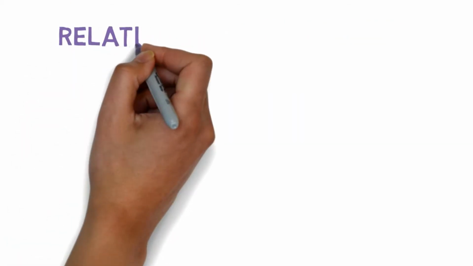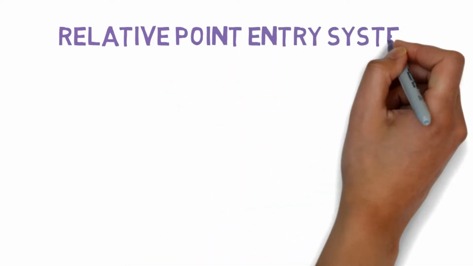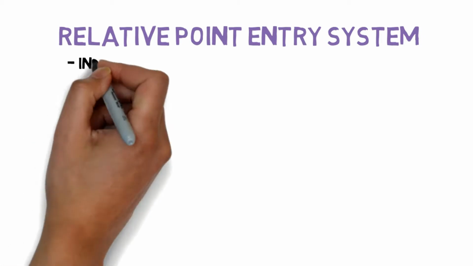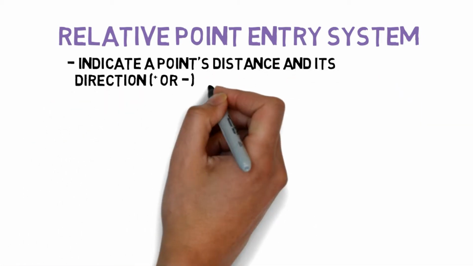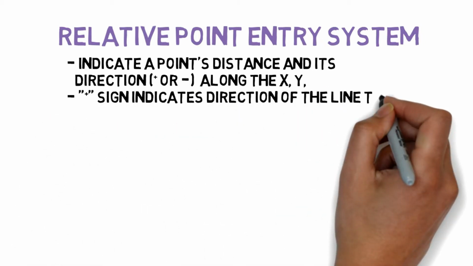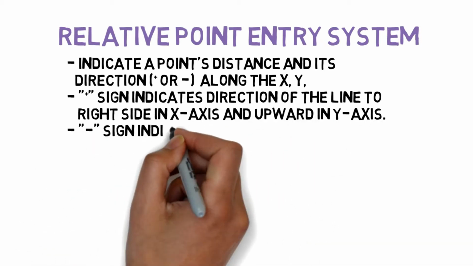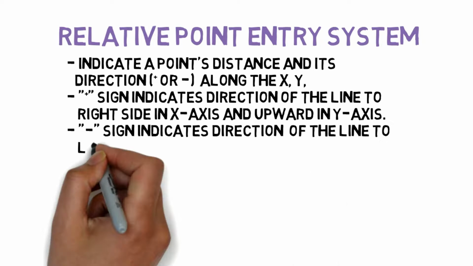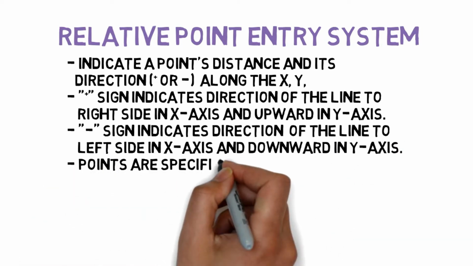First, relative point entry system. It indicates a point distance and its direction, positive or negative, along X and Y. A positive sign indicates the direction of the line to the right side of the X-axis and upward on the Y-axis. A negative sign indicates the direction of the line to the left side of the X-axis and downward on the Y-axis.